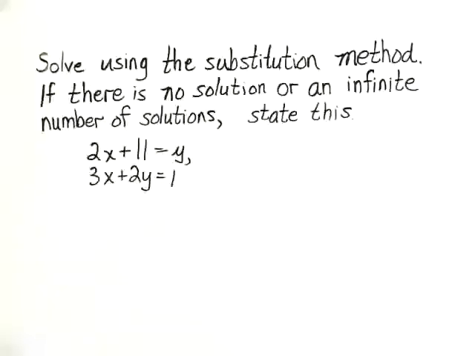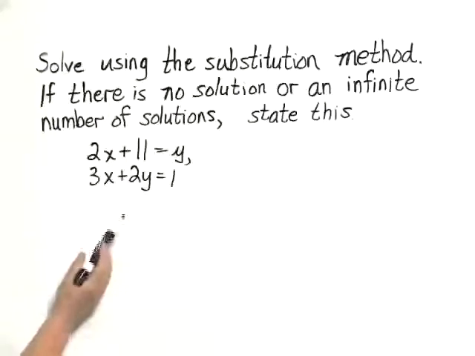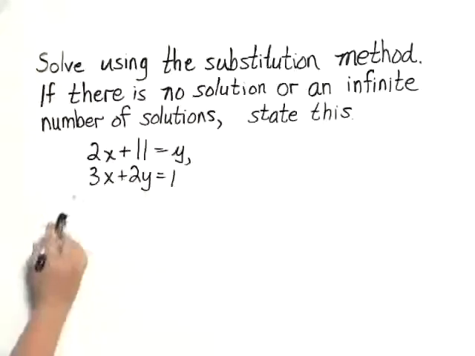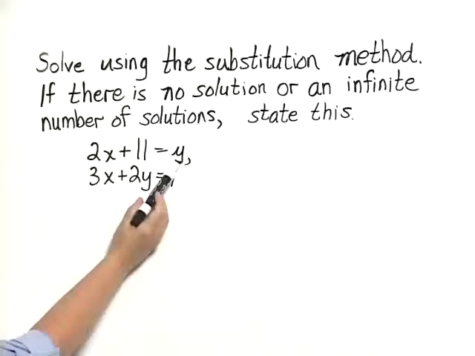Solve using the substitution method. If there is no solution or an infinite number of solutions, state this. We have the system 2x plus 11 equals y, 3x plus 2y equals 1. Using the substitution method, we need to solve for one of the variables, but notice in the first equation that y is already by itself.